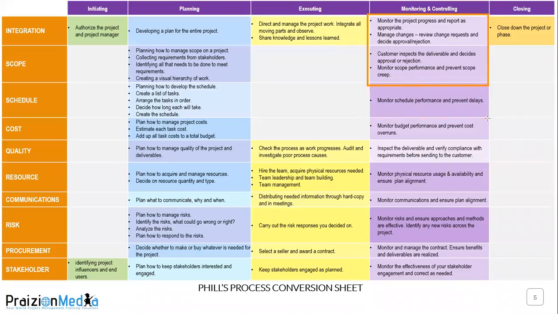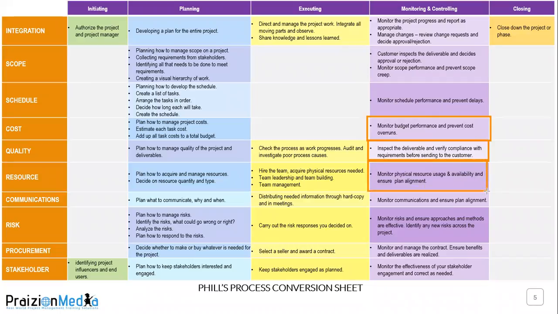Next, we monitor schedule performance and prevent delays. Next, we monitor budget performance and prevent cost overruns. We inspect the deliverable and verify compliance with requirements before sending to the customer. We monitor physical resource usage and availability and ensure plan alignment. In other words, make sure your resource management plan aligns with what is going on. Monitor communications and ensure plan alignment.